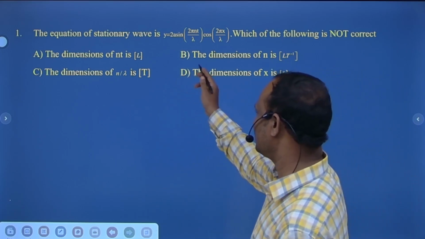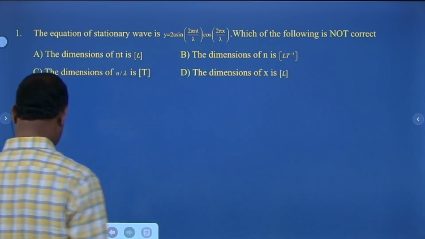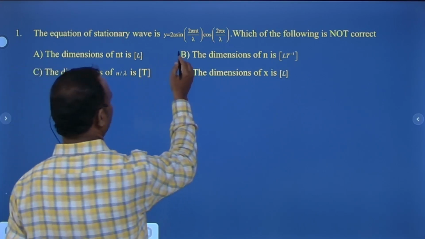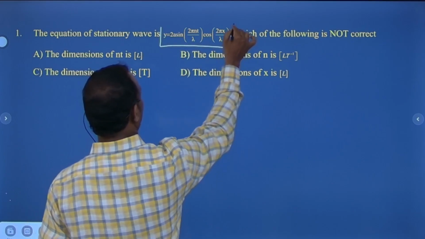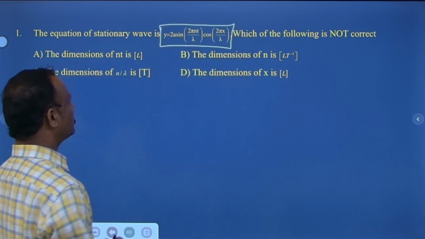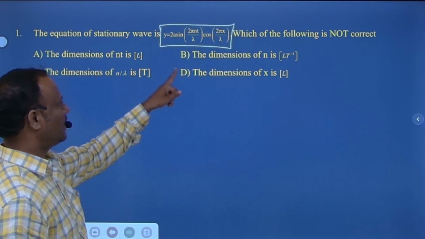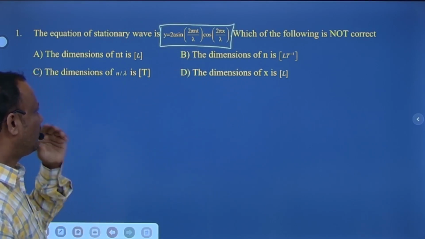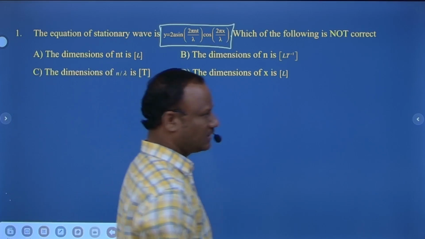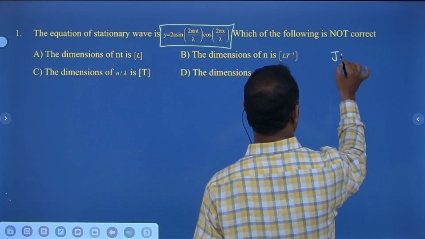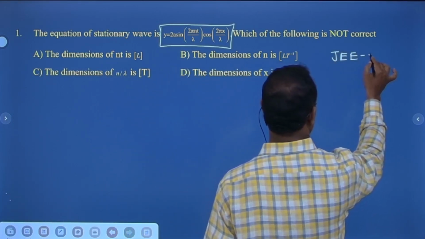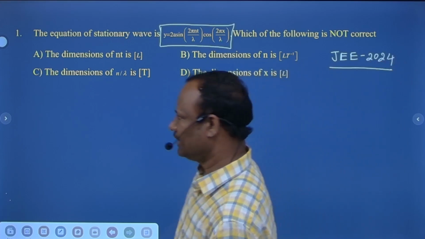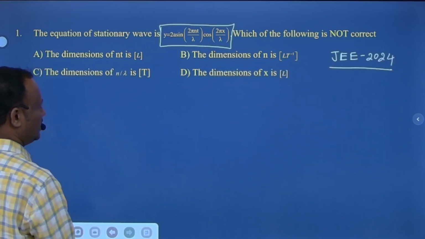First one: the equation of stationary wave is given as y equals 2a sine(2 pi nt by lambda) cos(2 pi x by lambda). Which of the following is not correct? This is from JEE 2024, and it is based on dimensional analysis.